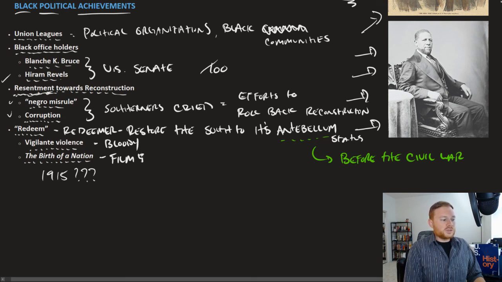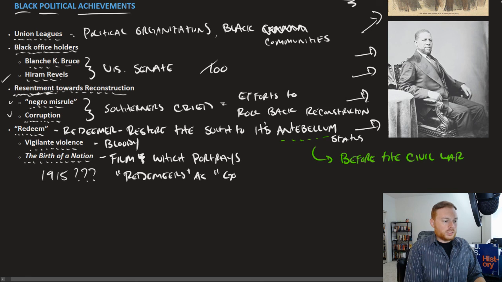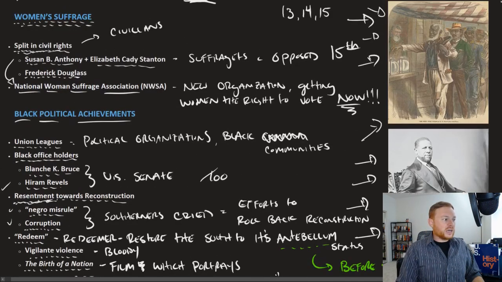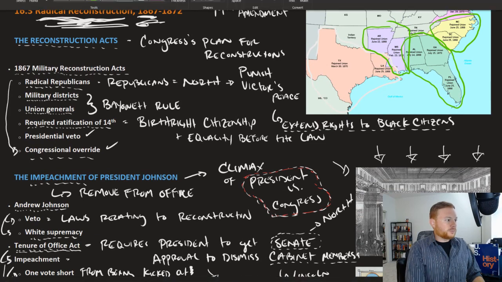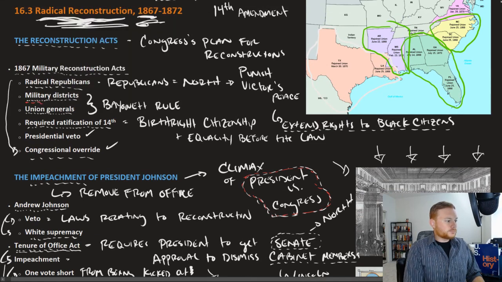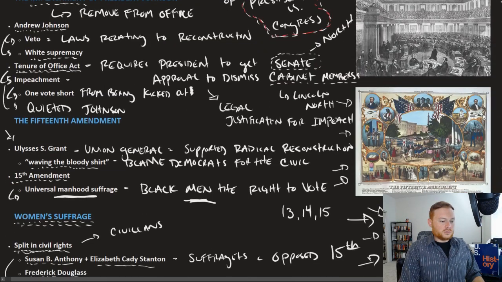And The Birth of a Nation is a film which portrays the quote-unquote redeemers as the quote-unquote good guys. And so even though the radicals in Congress got firm control of the process during Reconstruction and had the bayonet rule, military rule, in order to enforce this, to force 13, 14, and 15 on the South, these amendments, it's still going to be a very drawn out, long, and bloody process.